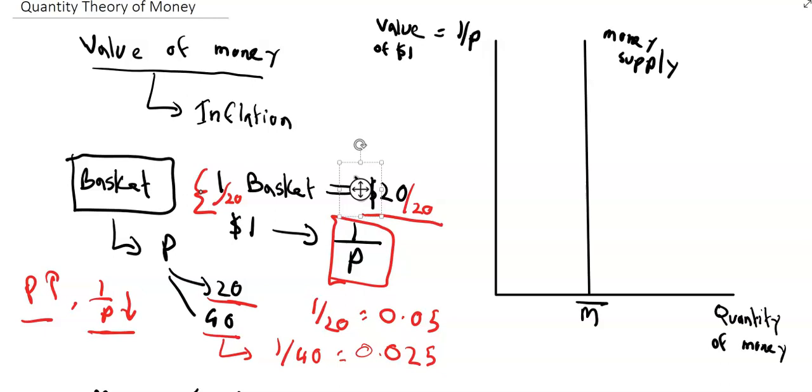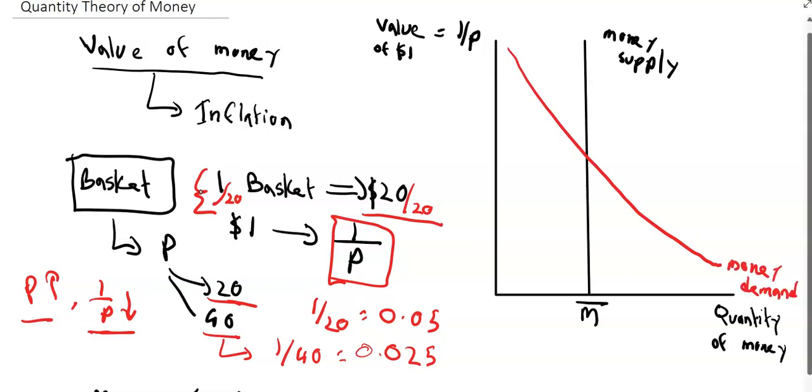Now we have to look at the money demand. If this is my money supply, money demand is how much money people want to hold. So we are the consumers of money. We need money to buy goods and services, so we need to hold some amount of money. This is telling us how much money we are willing to hold.